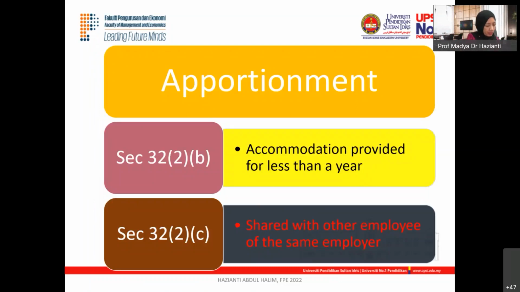Apportionment. Tadi Lily dia dapat rumah lengkap untuk setahun, so everything kita multiply by 12. Here, apportionment, accommodation provided for less than a year, atau dia kena share dengan other employee of the same employer. Kerja sama tempat, kongsi rumah.